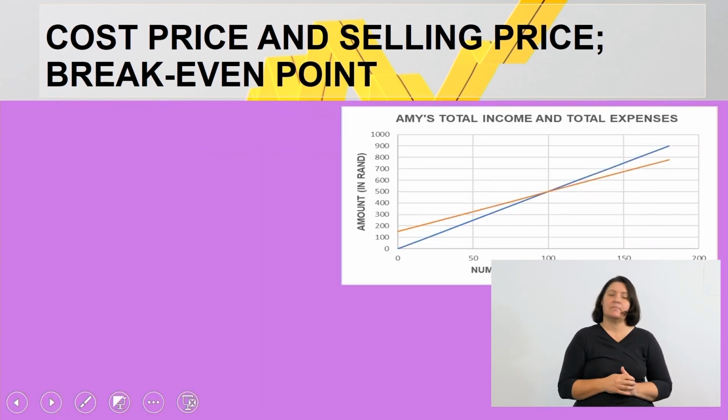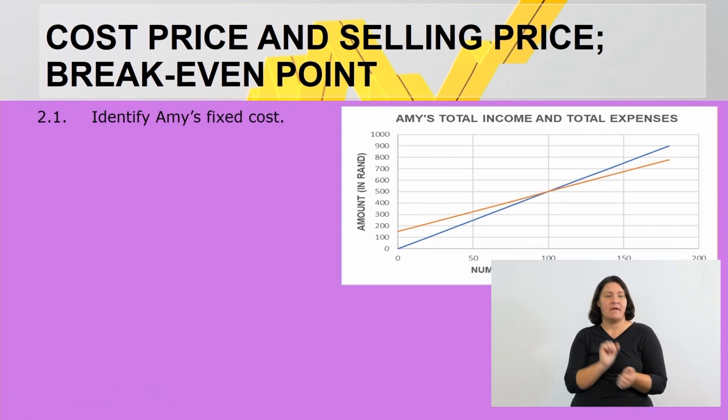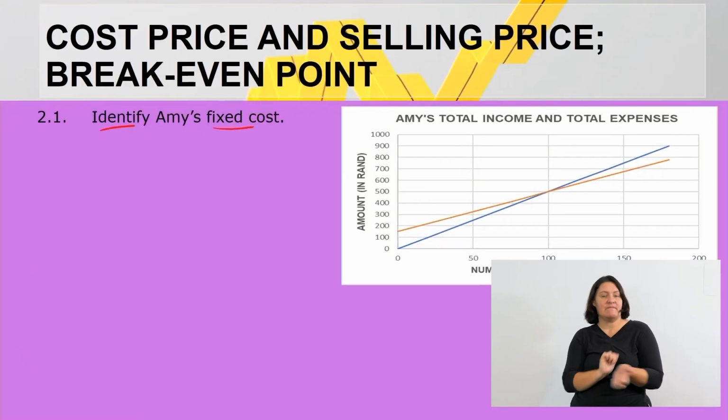Okay, then question 2.1. It says identify Amy's fixed cost. I hope you can see the angle I'm coming from this time around. In the previous example, I gave you the context and I wanted you to draw a graph. This time around, I'm giving you a graph and you must be able to interpret that graph. So question 2.1, identify Amy's fixed cost.